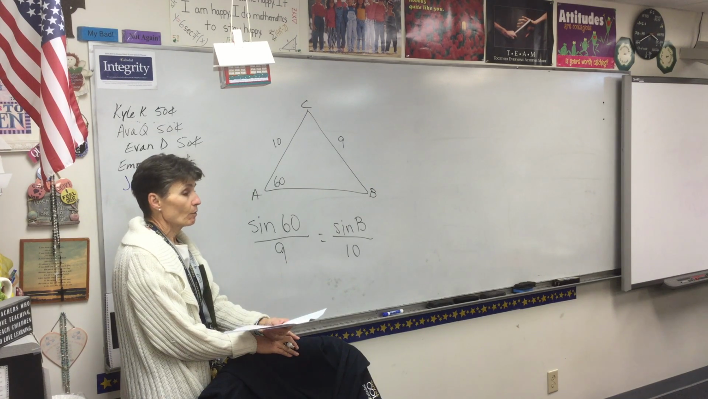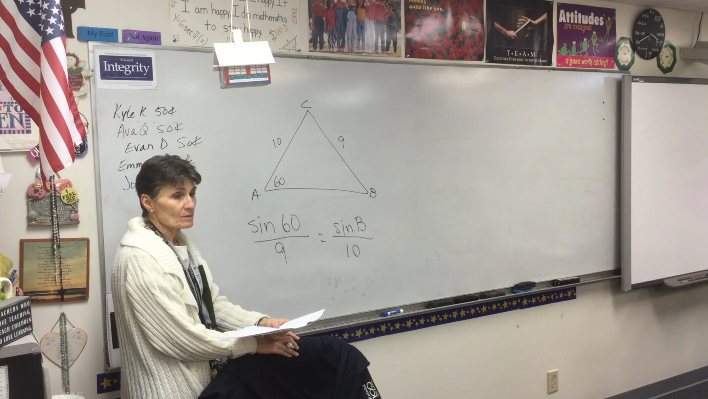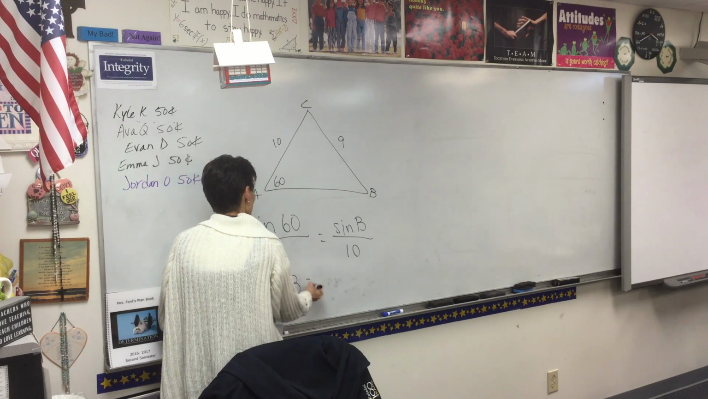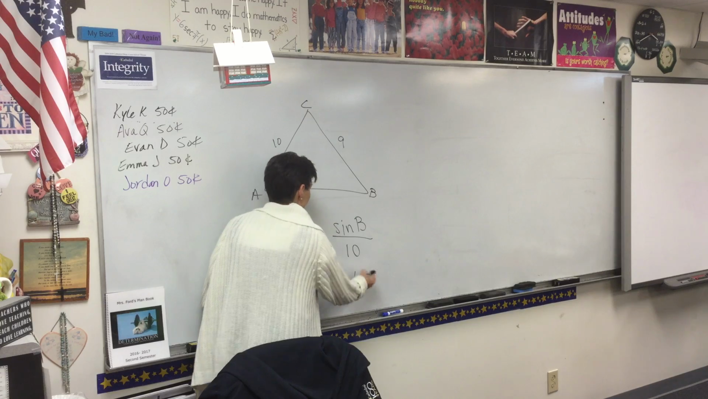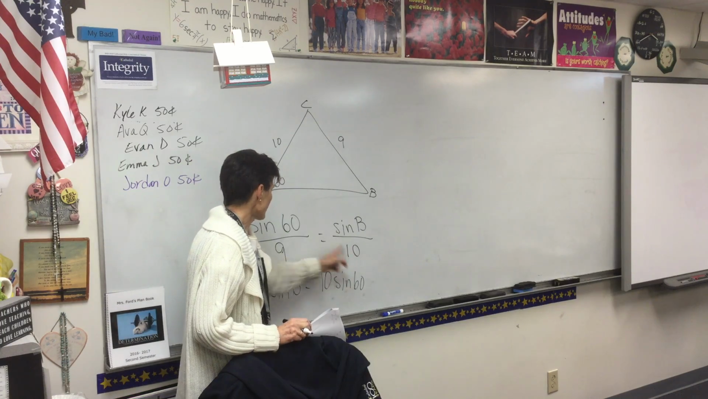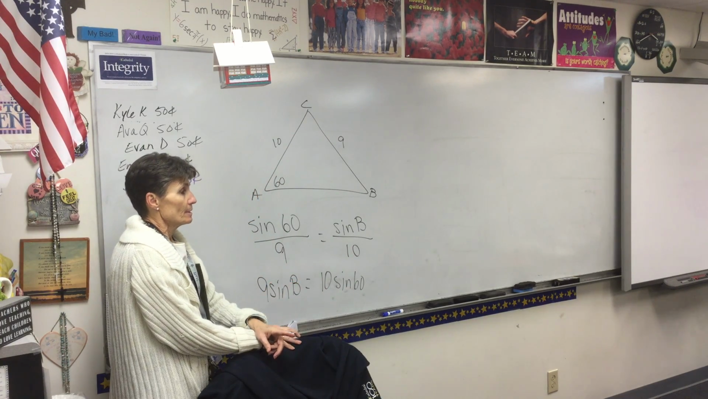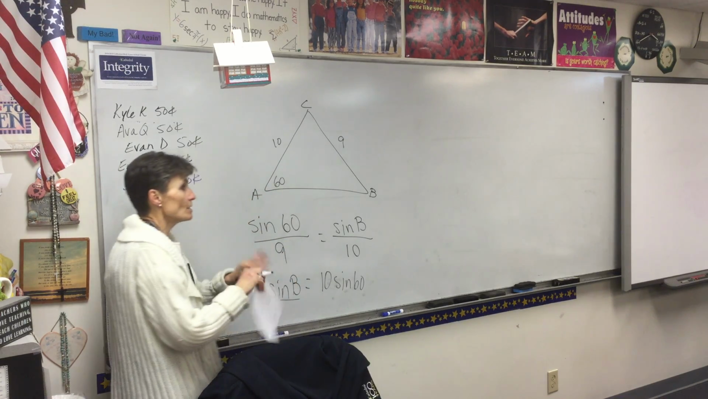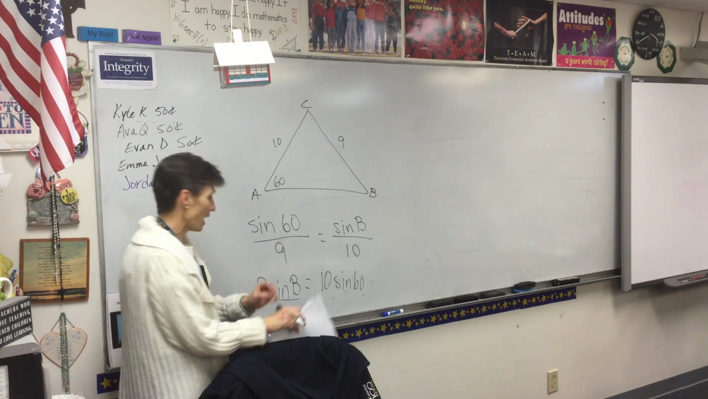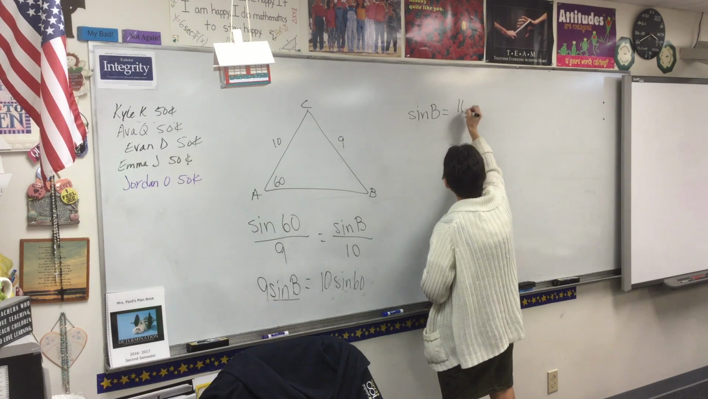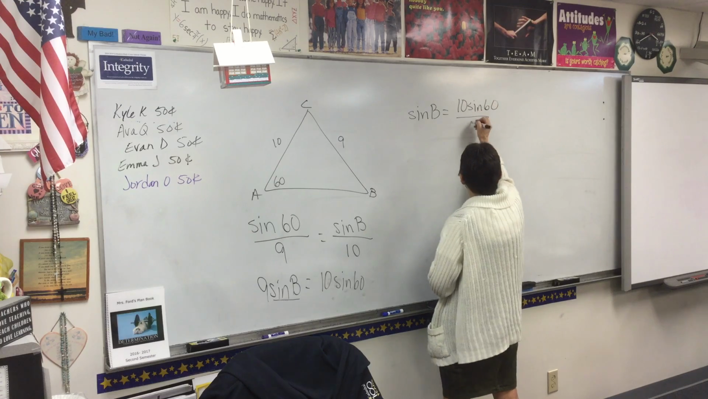Okay. Now, what do we do next? We set up our law of sines. What do we do now? Cross multiply. So 9 sine B equals 10 sine 60. Just regular cross multiply. Now we are solving for B right here. So what do I need to divide by? 9. So sine B will equal 10 sine 60 divided by 9.